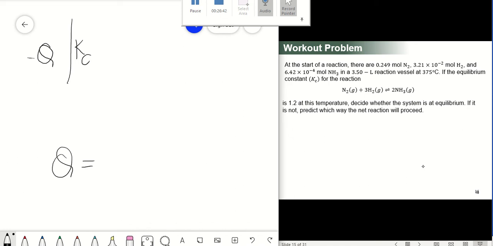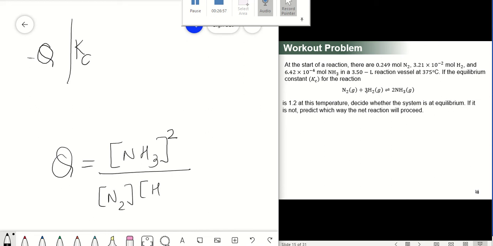Q for this reaction, what is the expression going to be? It's going to be products, which in our case is ammonia raised to the power 2 based on the stoichiometric coefficient, divided by reactants, which is nitrogen to the power of 1 times hydrogen to the power of 3. So now we just take whatever values we calculated and plug into this expression right here.